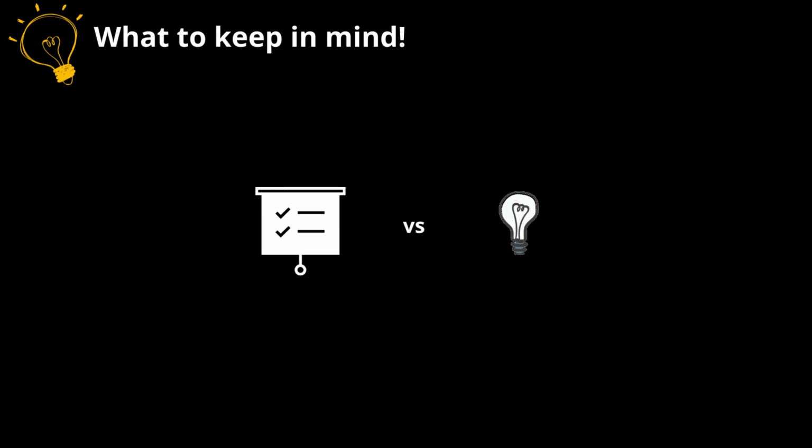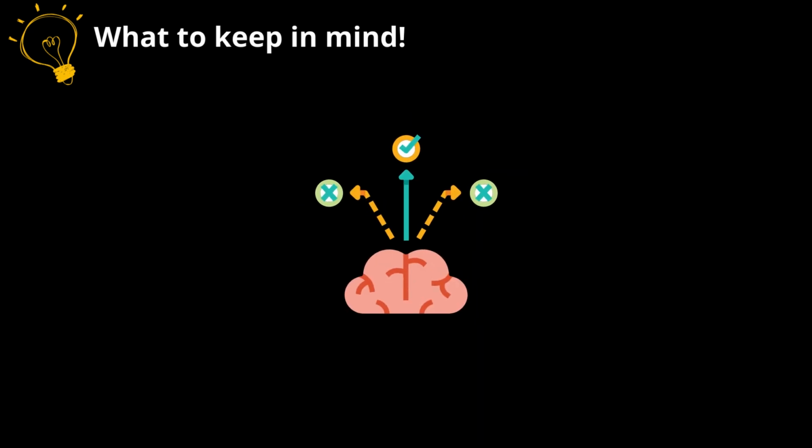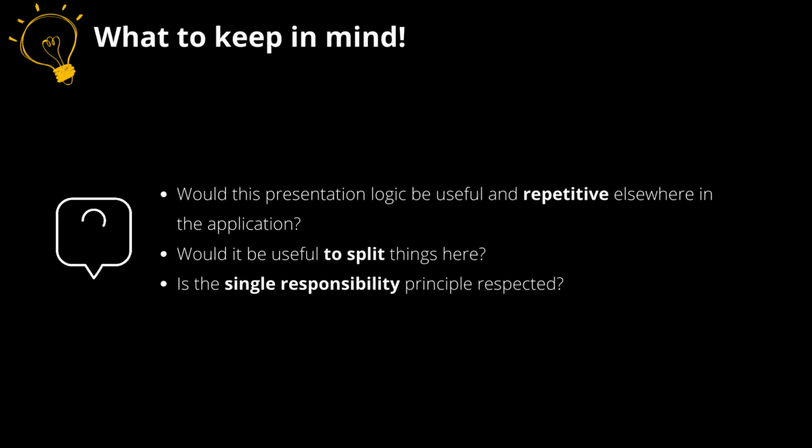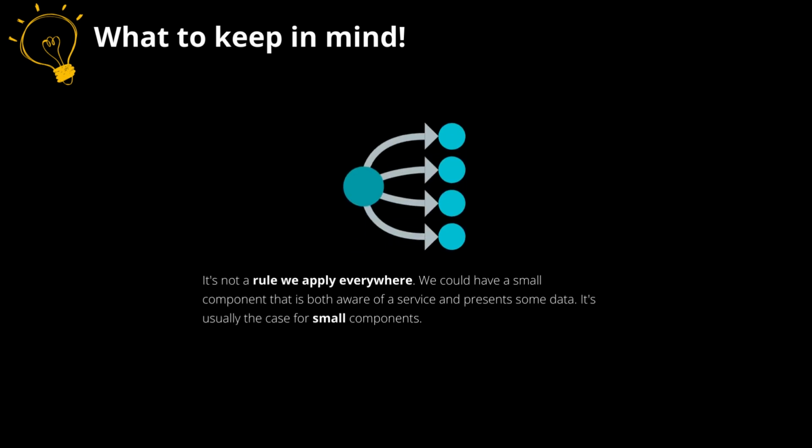What you need to keep in mind is that smart versus presentation components is a mindset to adopt. Some helpful questions to ask would be: would this presentation logic be useful and repetitive elsewhere in the application? Would it be useful to split things here? Is the single responsibility principle respected? Splitting this component up further into a smart and a presentation component might not always be necessary. It's not a rule we apply everywhere.